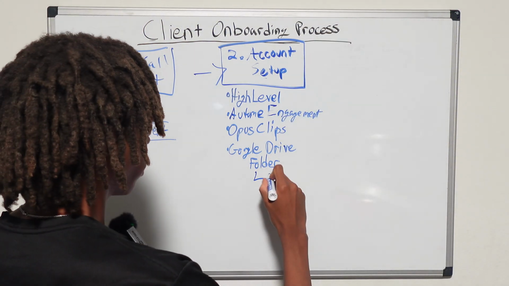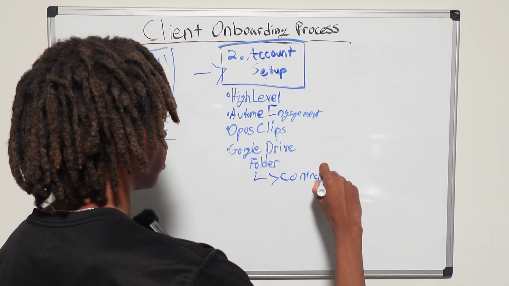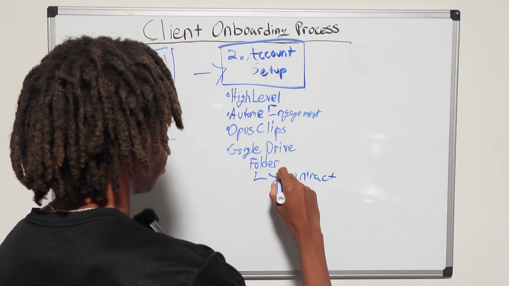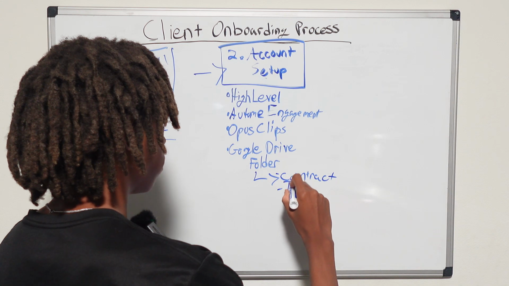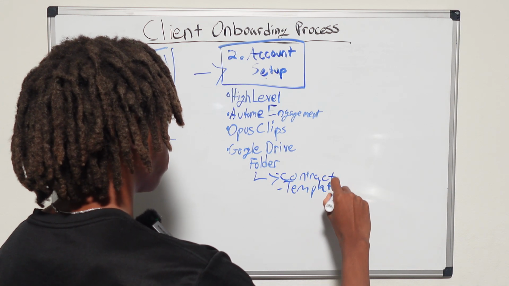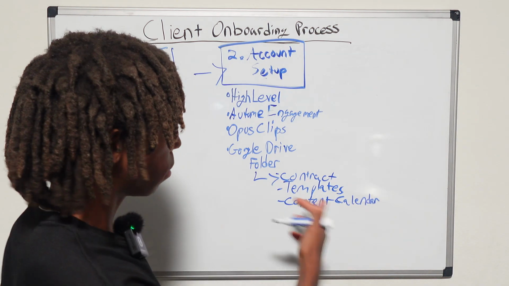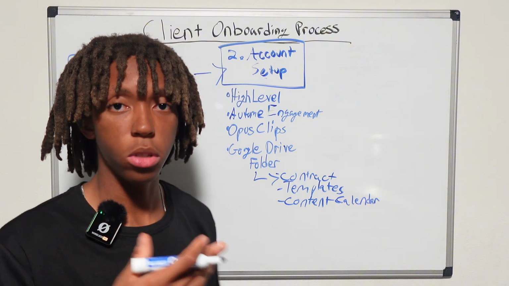So under this, really quickly, let me actually put some things that would be in this folder. We're going to have the contract. Let me put that there. We're going to have templates, whatever templates you're going to do for this, and then we're going to have a content calendar. The templates could be pretty much for anything, whatever you want to use templates for.